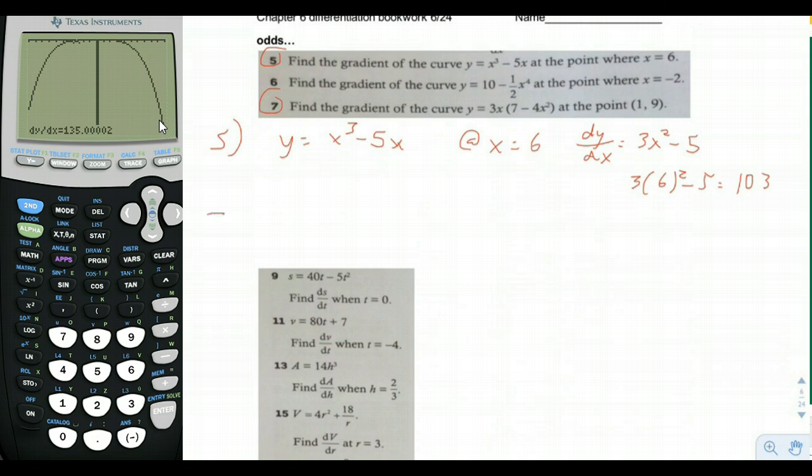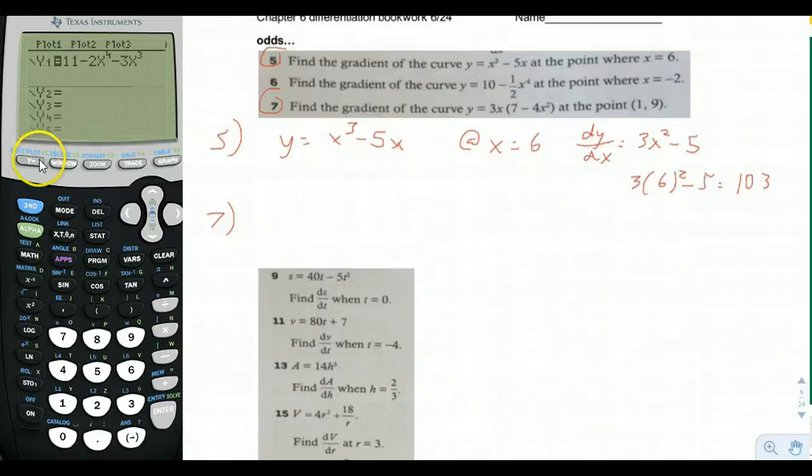Now look at 7. 7 is maybe one that we could do with the calculator. So let's do the 7 with the calculator. We'll do y equals, and then we clear out the old function, and we put in the new function, which is going to be, and remember, to do this analytically, you would have to multiply it out first because we don't know how to do products.